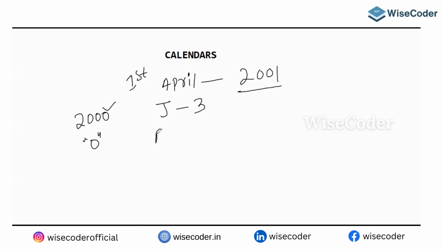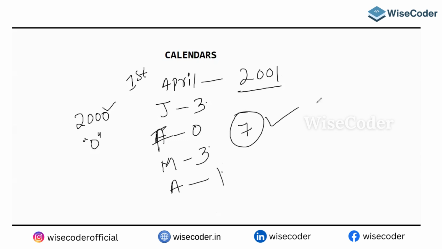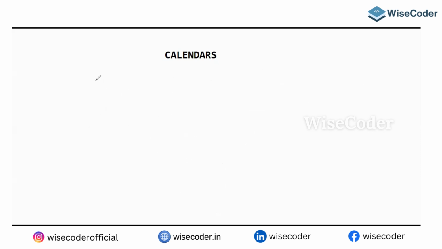January 3, February. Is 2001 a leap year? No. So 0. March is what? 3. April, in April which day do you want? 1. So 3 plus 3 plus 1 is what? 7. There are a total of 7 odd days. 7 days means what? Sunday.